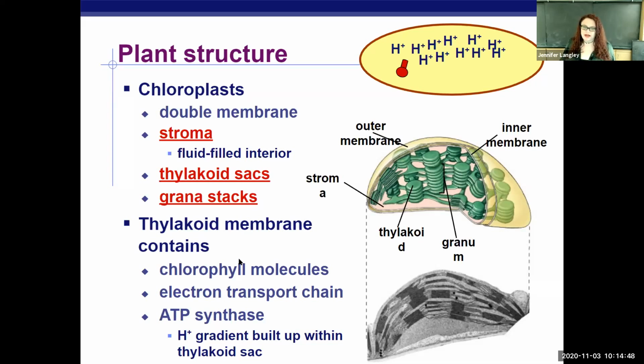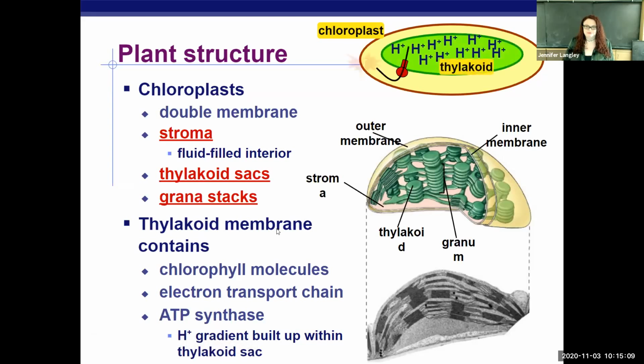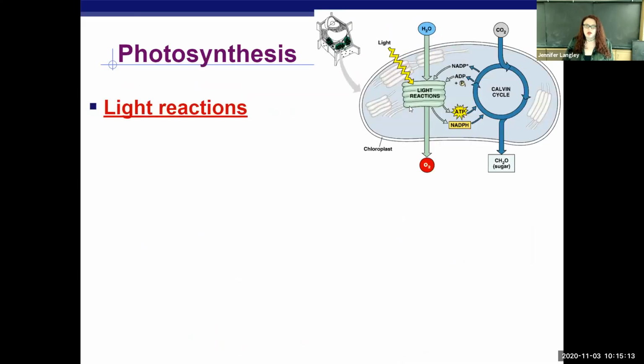The thylakoid membrane is where we find the actual chlorophyll, which is a pigment. The chlorophyll is in the chloroplast. We find the electron transport chain and ATP synthase, just like on the inner membrane of our mitochondria. Same kind of thing. We'll look at this in more detail. Don't worry about those pictures.